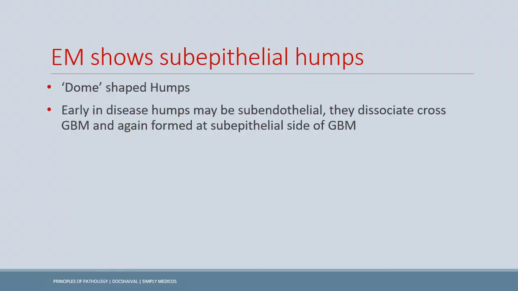Now, as I've already mentioned, electron microscopy shows the subepithelial humps, and these humps start in the subendothelial region and finally reach the subepithelium. That's because, as I've mentioned, the complex dissociates and then migrates across the GBM and finally reaches the subepithelium. So we have a particular shape, which is dome shaped humps. They are seen in the electron microscopy.